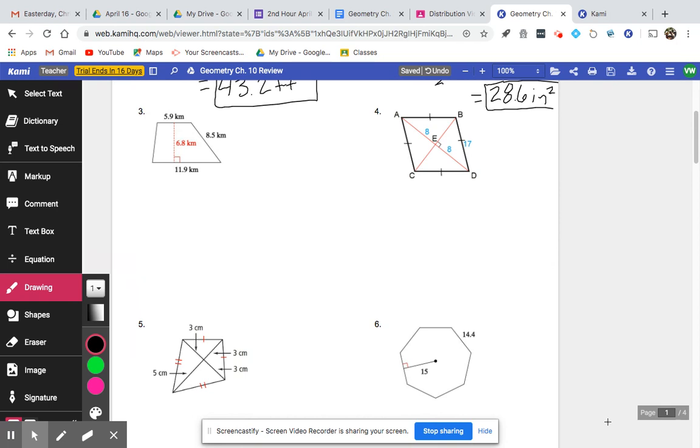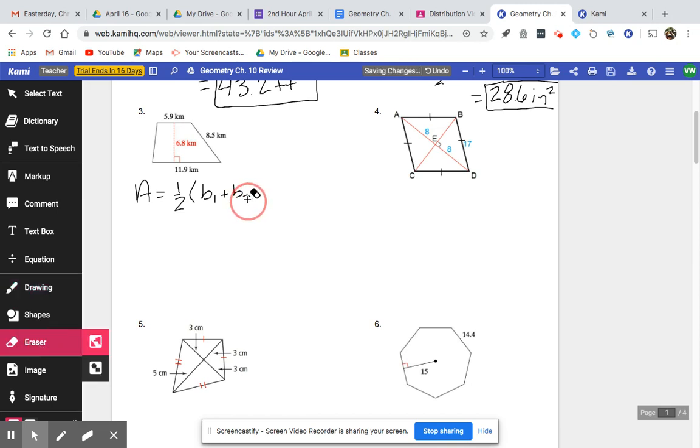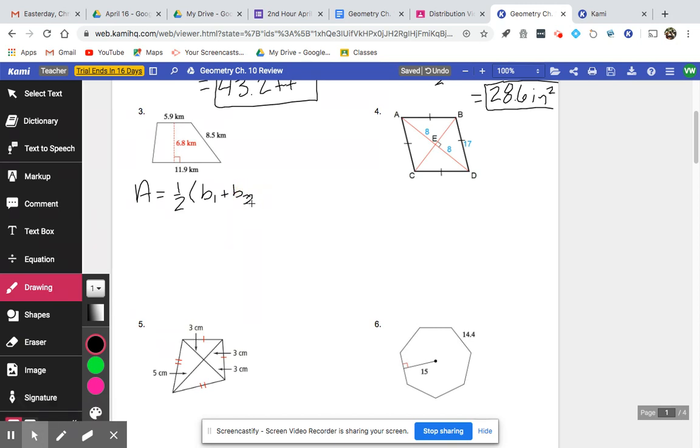This time we have a trapezoid. The area formula for a trapezoid is 1/2 times the sum of the bases, base 1 plus base 2. Let's try that again. Base 2, that's good enough, times the height. So 1/2, add up your bases, we got 5.9 plus 11.9 times our height, which is 6.8.